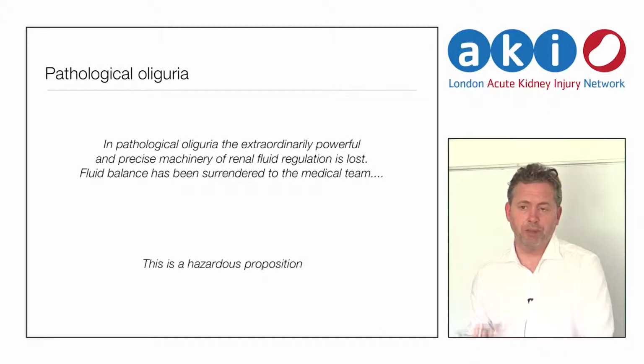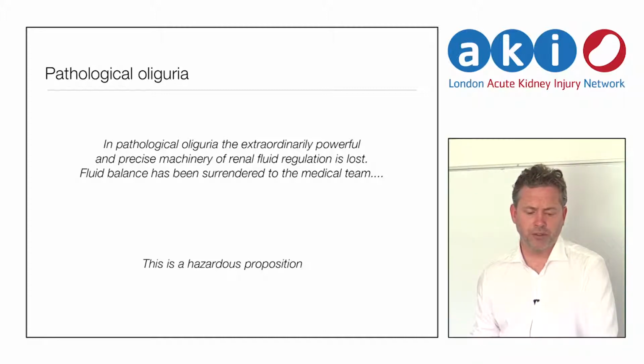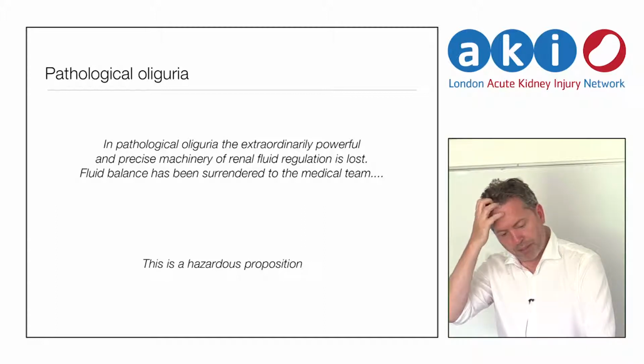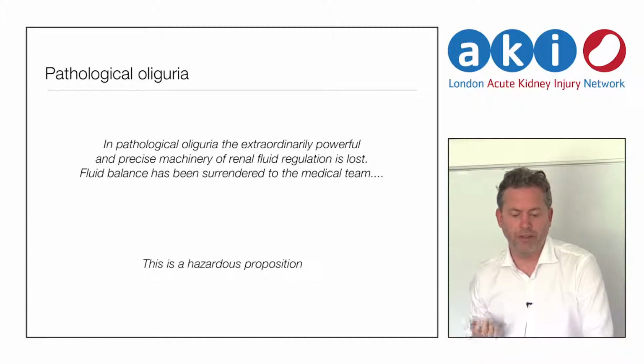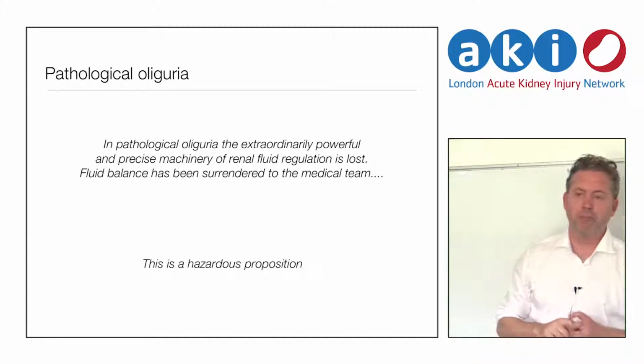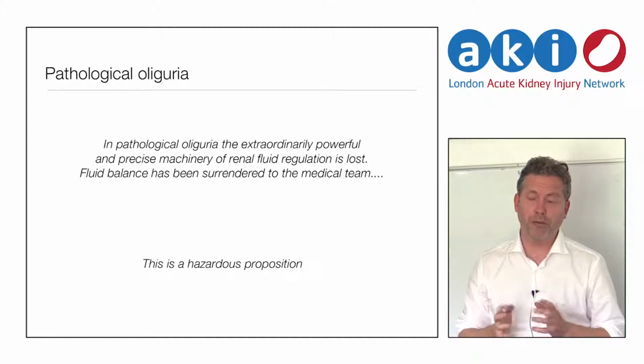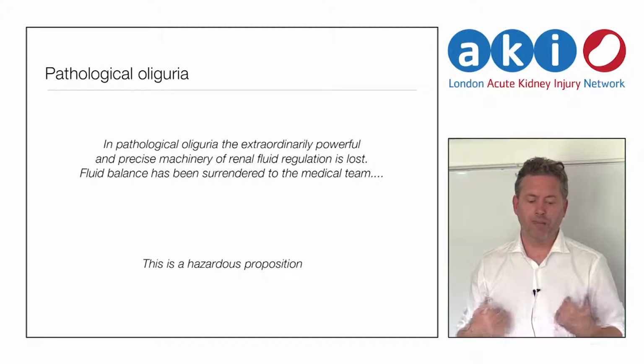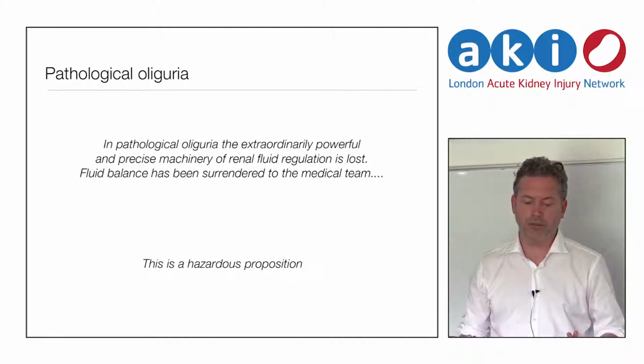So what does this mean for the patient? Well, it means that there's something that we need to fix to restore kidney function. But it's worth bearing in mind in pathological oliguria, the extraordinarily powerful and precise machinery of renal fluid regulation is lost. Fluid balance has been surrendered to the medical team.